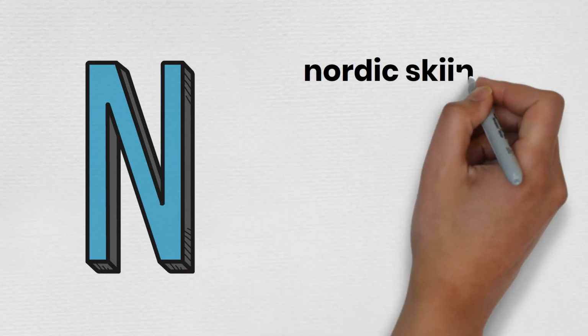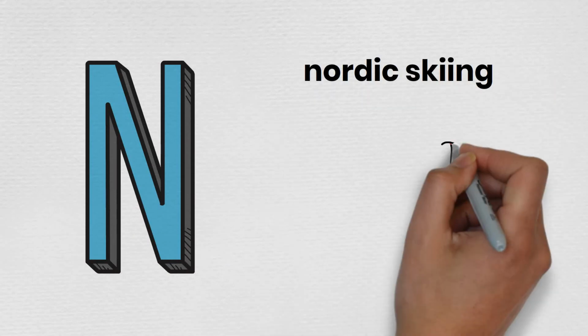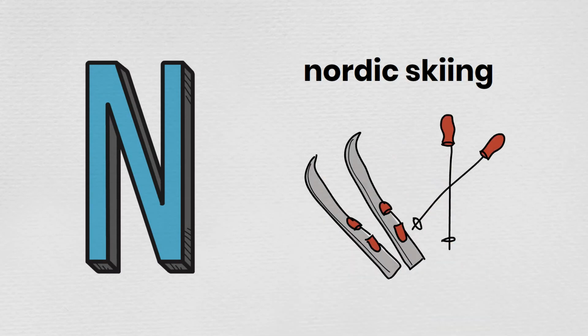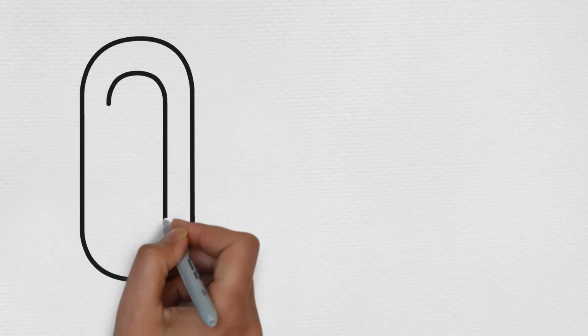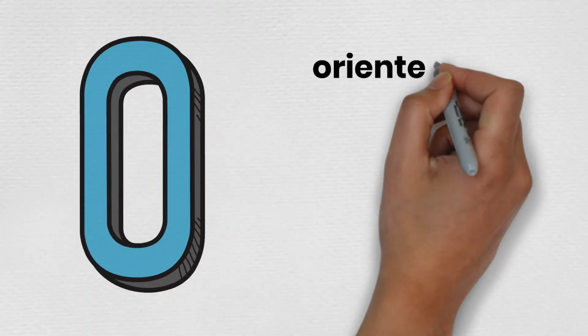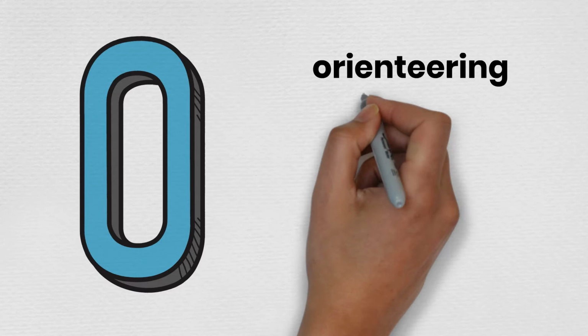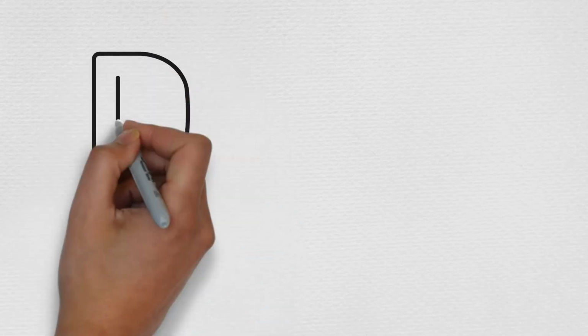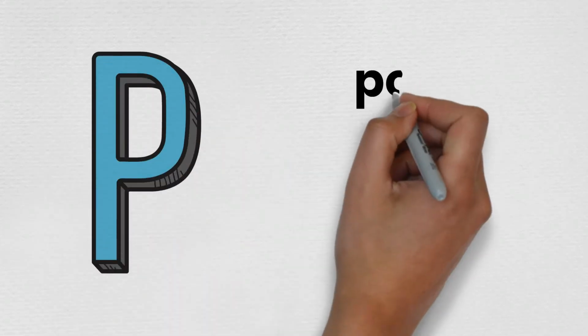N is for Nordic skiing. O is for orienteering. P is for pool.